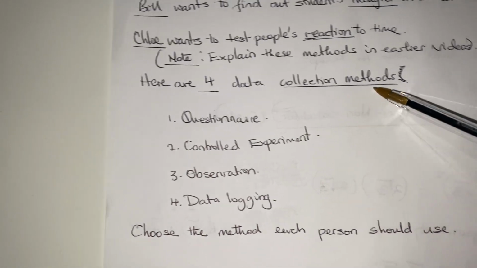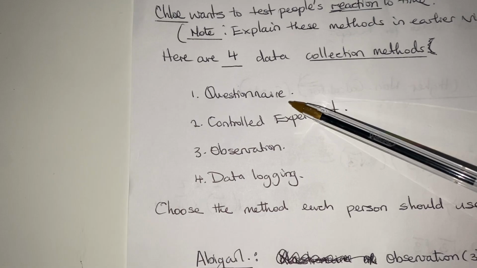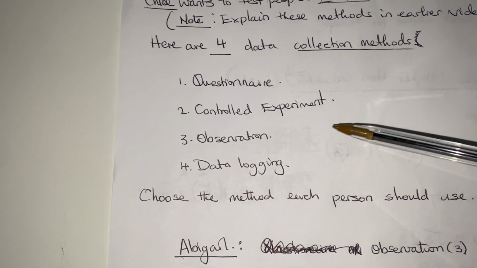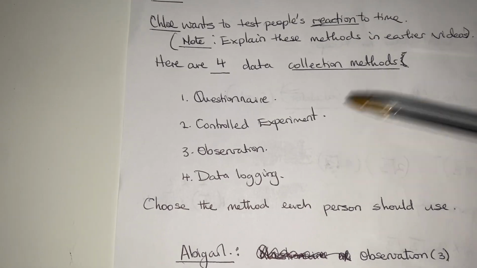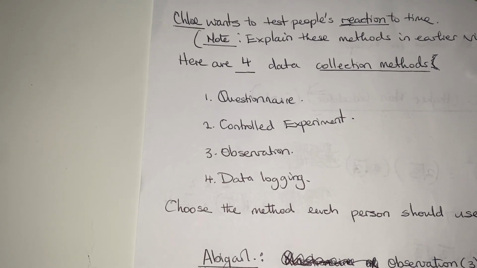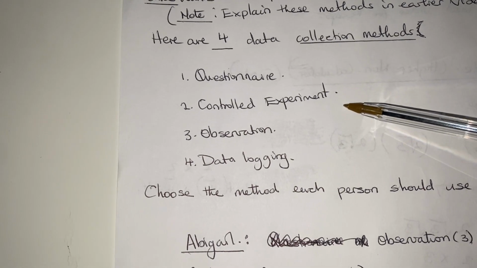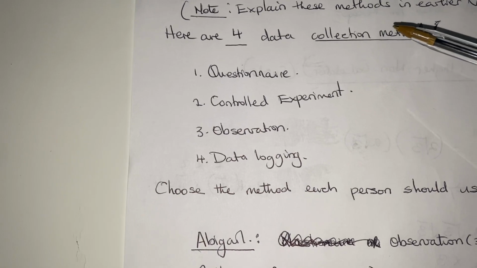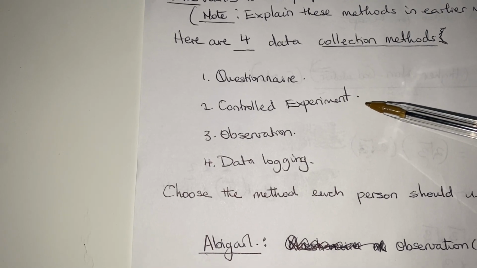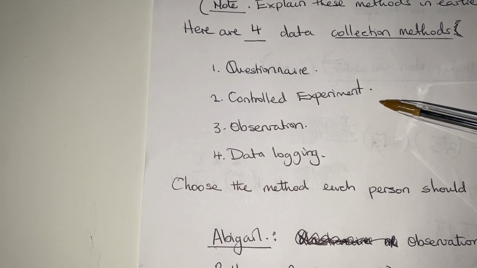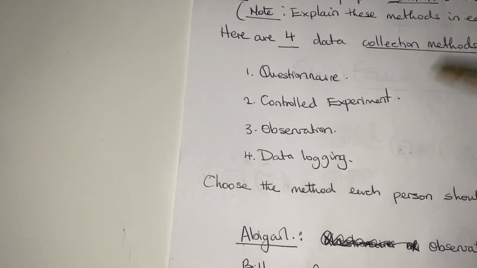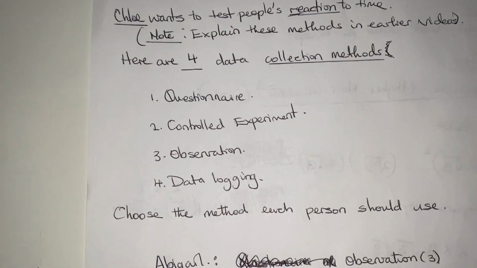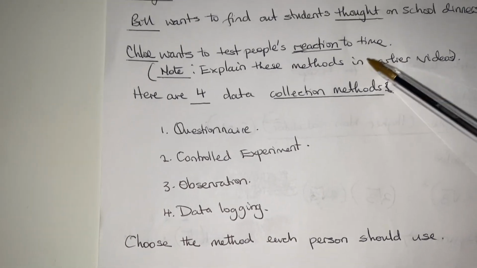Okay, here are 4 data collection methods. Questionnaire. With questionnaires, you have a set of questions where the person who is taking part in the survey is asked to answer the questions. A controlled experiment is where you are trying to control the outcome. So for instance, Chloe will go with a controlled experiment because you are trying to find the reaction to time. Everybody's reaction is different. So I've just let out Chloe's method.